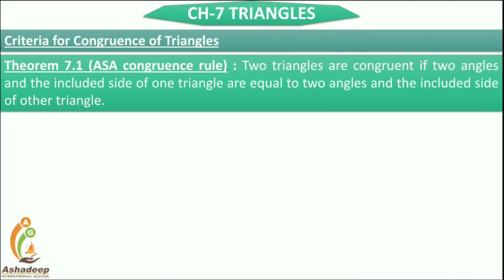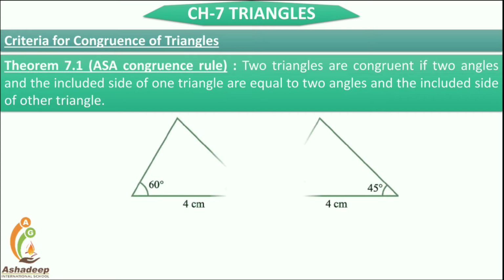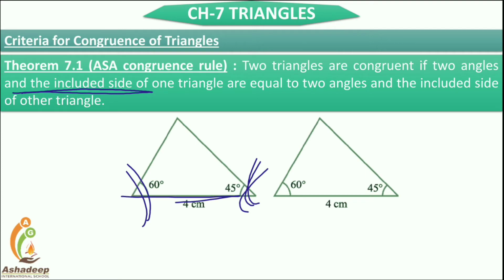Criteria for congruence, the same. Theorem 7.1 is angle side angle, ASA. Two triangles are congruent if two angles and the included side... see here, these are the two angles. So between these two angles, which side is there? This one. Between these two angles, which side is it? This one.